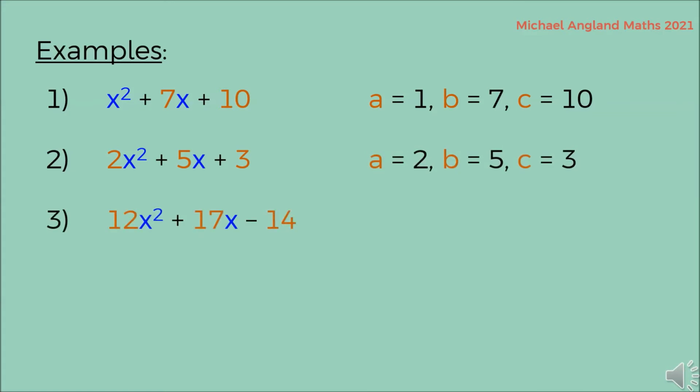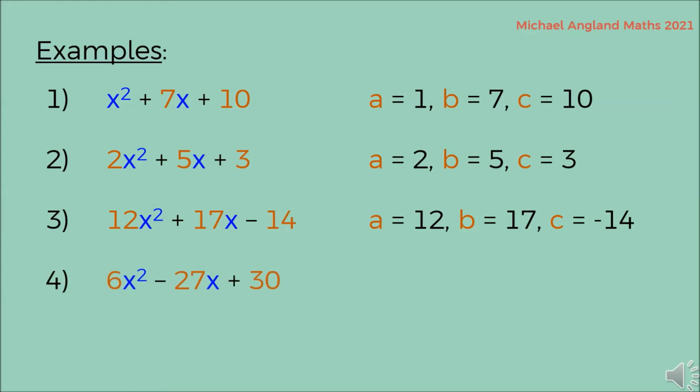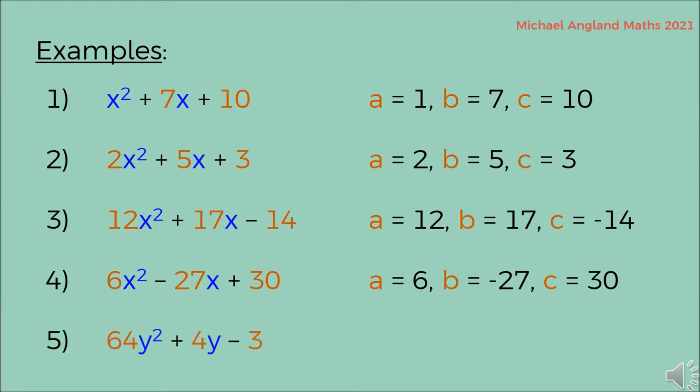Third example, 12x squared plus 17x minus 14. Now in this example, it's not so easy to factorize this on inspection because 12 has multiple factors and so does 14. Here, a equals 12, b equals 17, c equals minus 14. Fourth example, 6x squared minus 27x plus 30. Again, multiple factors. a equals 6, b equals minus 27, c equals 30. Fifth example, 64y squared plus 4y minus 3. Here, a equals 64, b equals 4, c equals minus 3.